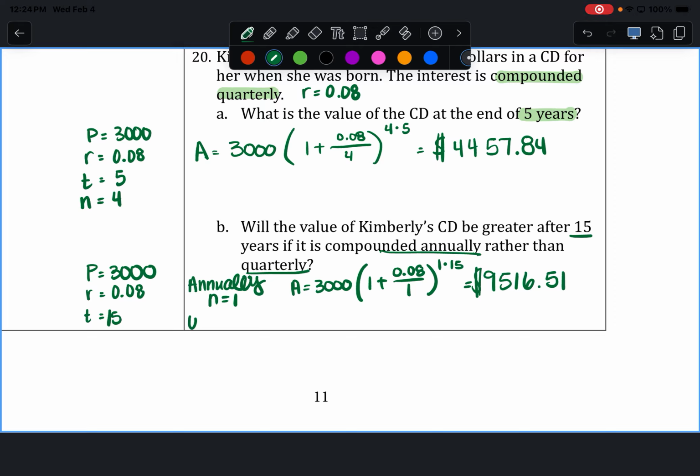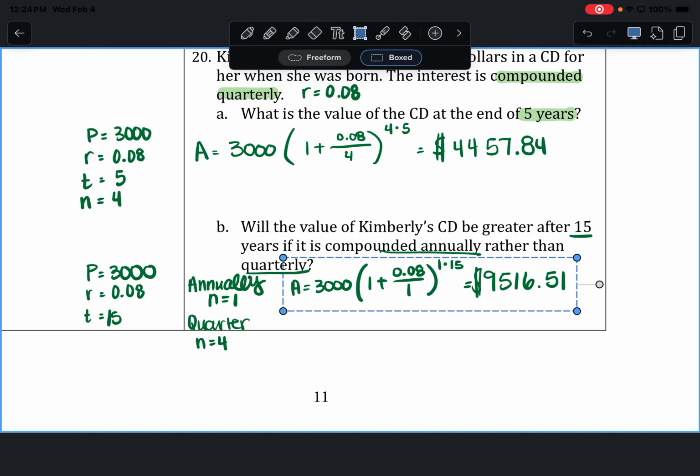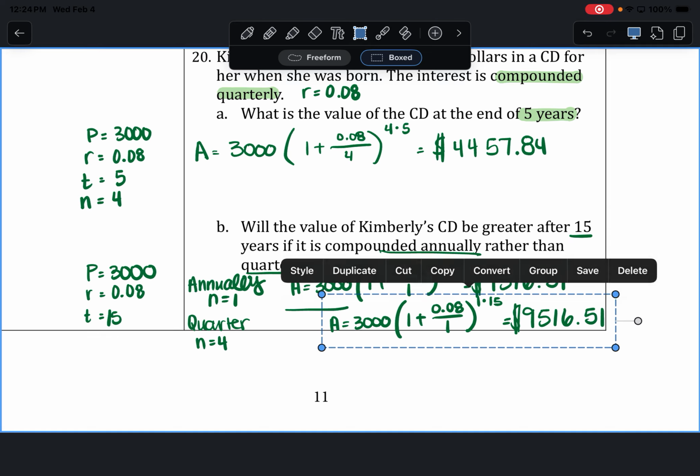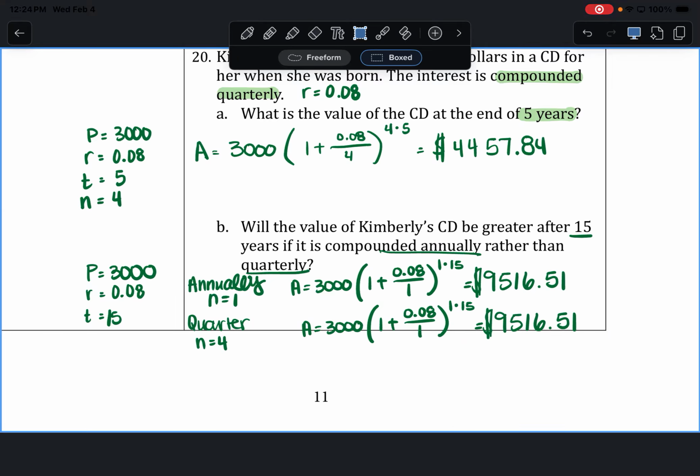We also have to check quarterly. If we check quarterly, what does that change our n value to? Okay, so we do the exact same equation, except we change n to what? 4. Okay, so we will make that a 4 and that a 4. And what does that equal when we do that? 843 and 9 cents. We did both quarterly and annually.